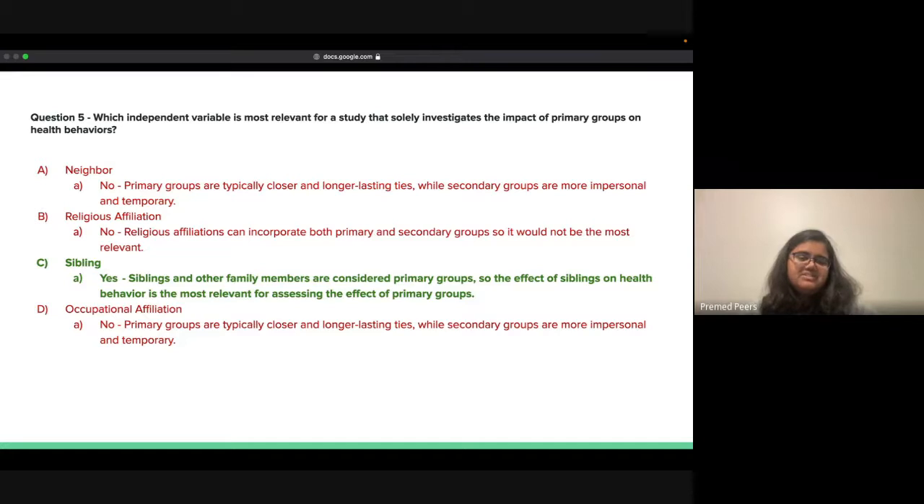B, religious affiliations can incorporate both primary and secondary groups, so it would not be the most relevant or correct answer. C is correct because siblings and other family members are often considered primary groups. So the effect of siblings on health behavior is the most relevant for assessing the effect of primary groups. And finally, D is not correct, occupational affiliation, because primary groups, again, are closer and longer lasting ties, while secondary groups are more impersonal and temporary.